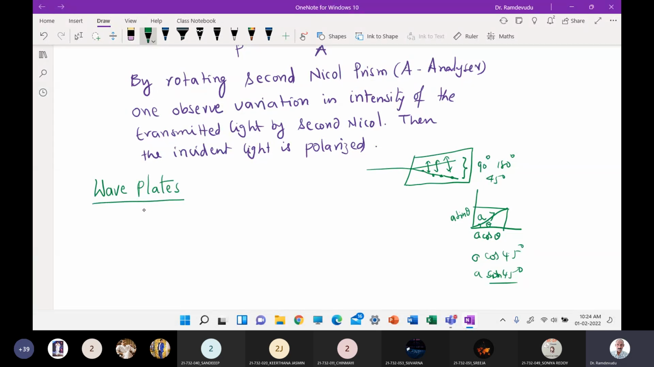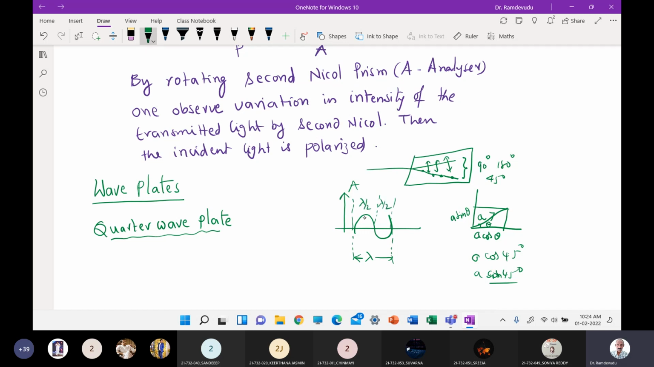So we first talk about the quarter wave plate. What is a quarter wave? You know, this is a wave, and this is the amplitude A I'm taking. This distance we call lambda, one wave. If I take half of it, this is lambda by 2. If I halve it further, this is lambda by 4.